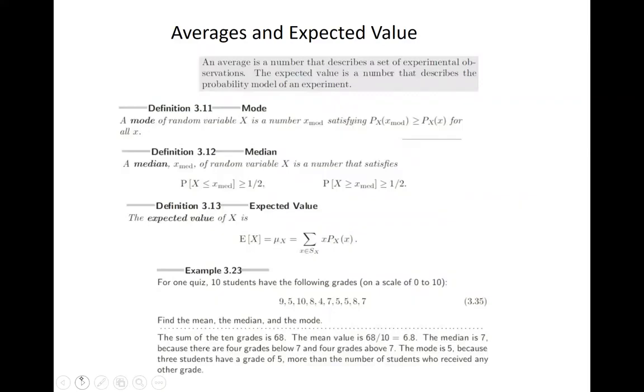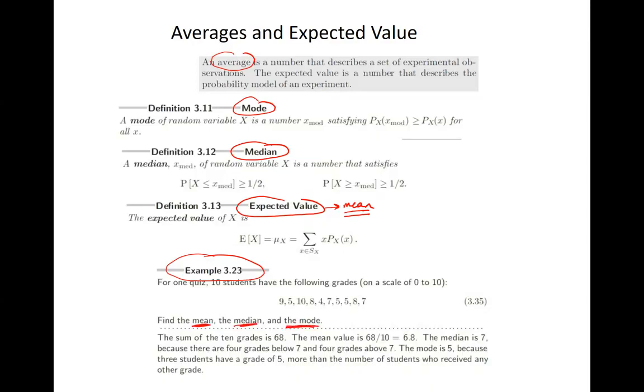Average and expected value. Average is a number that describes a set of experimental observations, and along with this average, we have mode, median value, and expected value, which is actually the mean value. Okay, so these are different terms. We can show that in this example, to better understand how we determine the mean value, median value, and the mode.